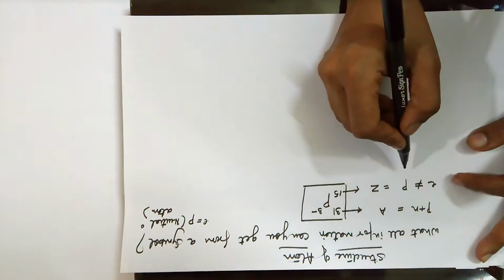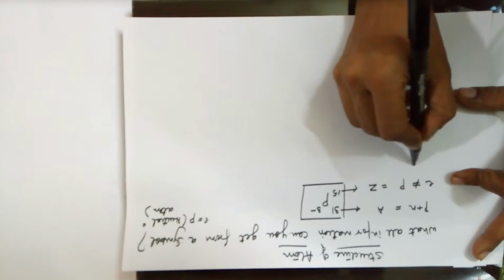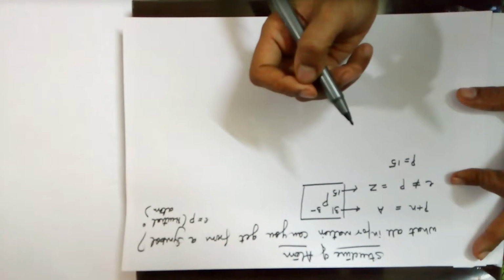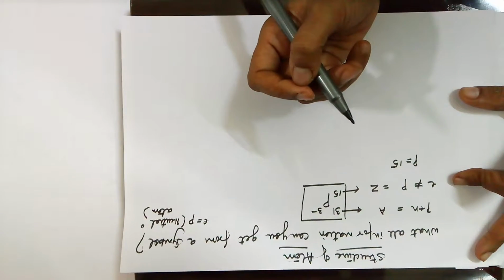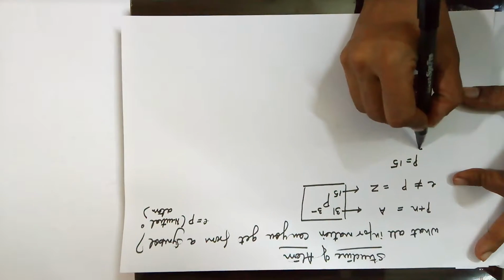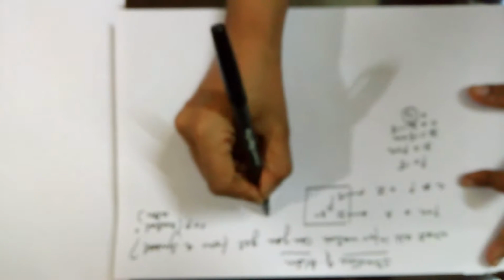Moving ahead, number of protons is equal to 15 and the atomic mass given to you is 31. Therefore, 31 is equal to protons plus neutrons. Hence, 31 is equal to 15 plus neutrons. Therefore, your neutrons will be equal to how much? 31 minus 15, which is equal to 16. Hence, we end up with protons are 15, neutrons are 16.